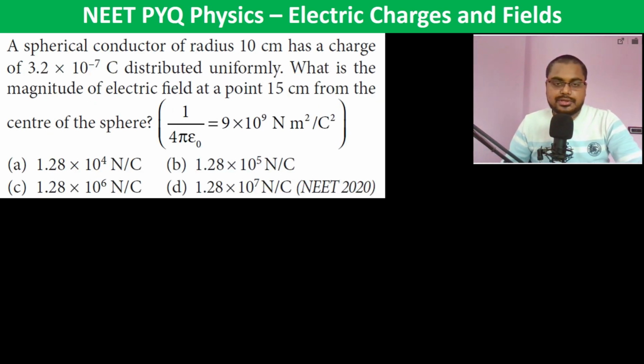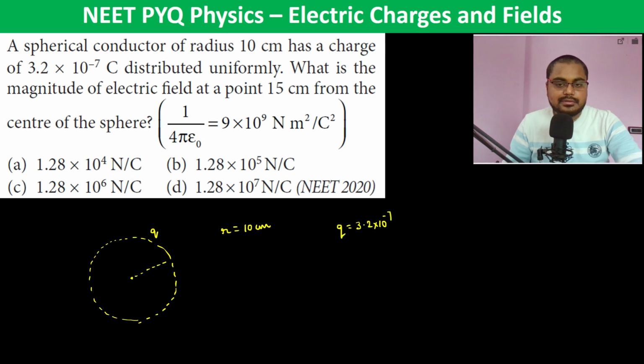A spherical conductor of radius 10 centimeter has a charge distributed uniformly. So this is a spherical conductor, the radius R is 10 centimeter, and let us say the charge is Q, which is 3.2 into 10 to the power minus 7 coulomb. What is the magnitude of the electric field at a point 15 centimeter from the center of the sphere? It's already 10, so 5 centimeter from here.